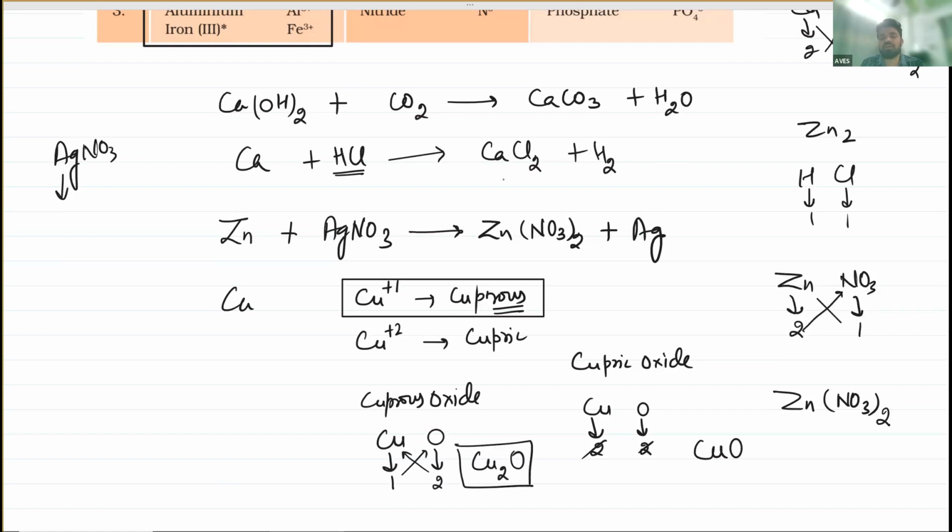Now, if it is written neither cuprous nor cupric, and it is only written copper, then we give first preference to the oxide, cupric. So we'll say that it is cupric, or copper. If it is not mentioned to you as cuprous, it is copper. You understood? Yes, sir.